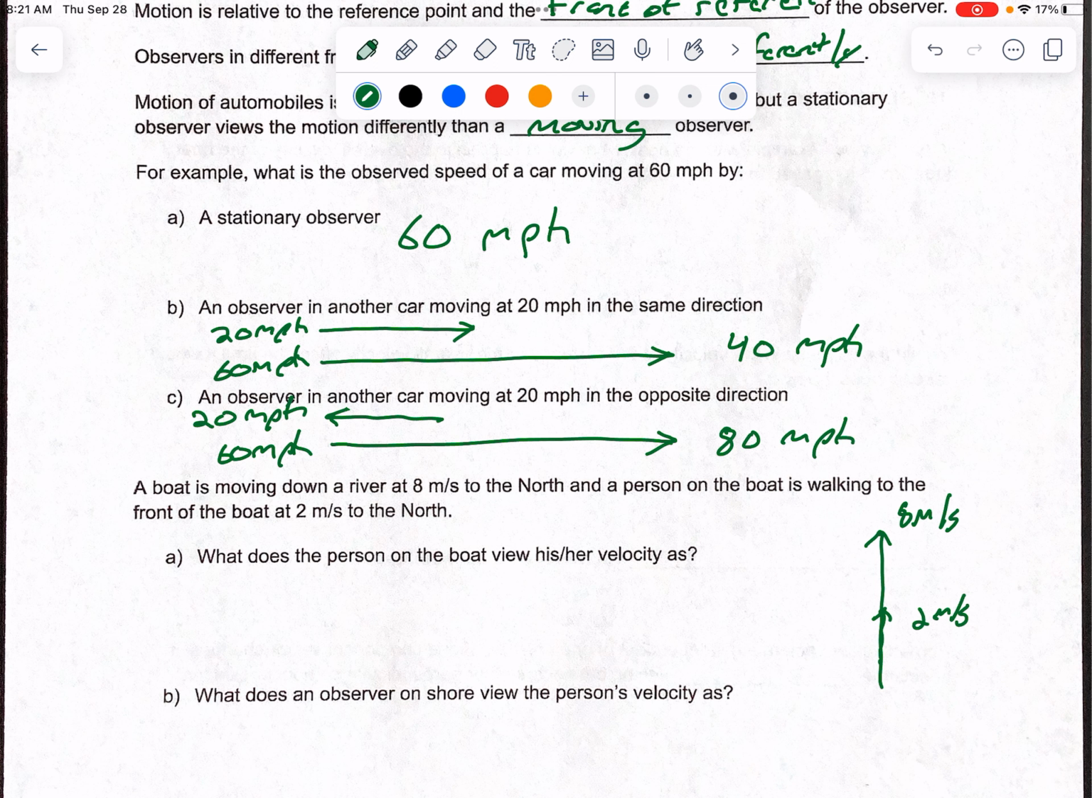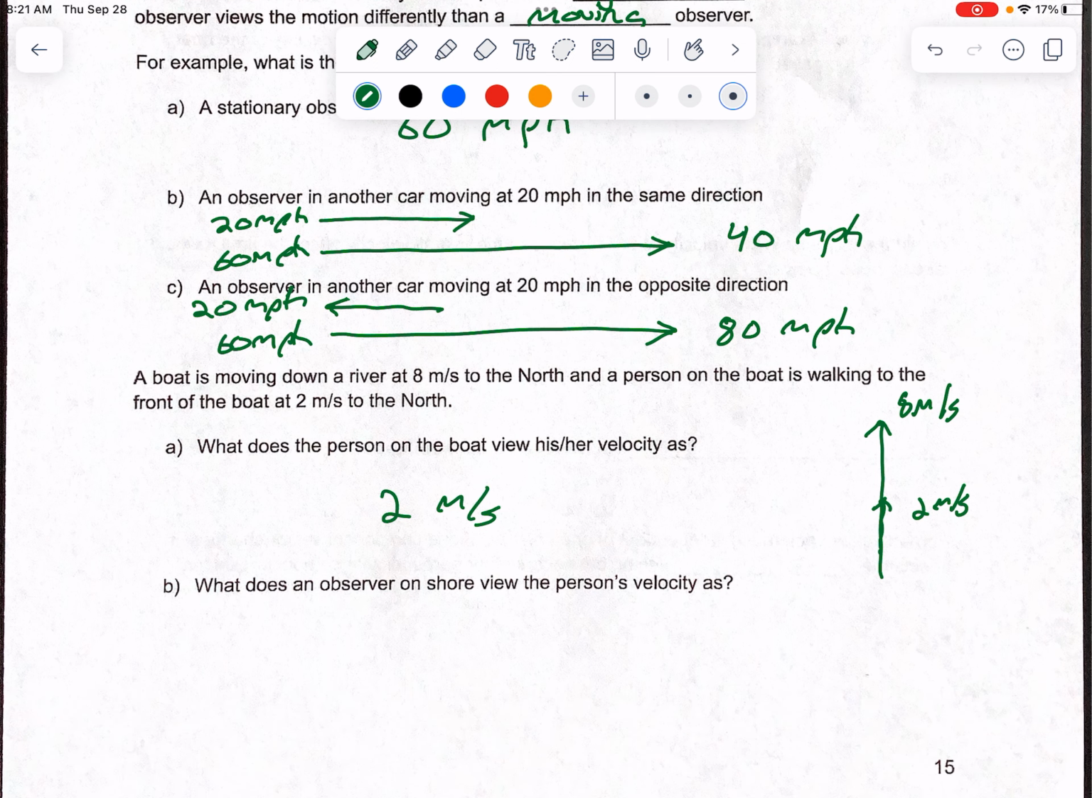Think about it this way: when you're on an airplane going 500 plus miles an hour up in the air, and you walk to the bathroom, it doesn't feel like you're walking to the bathroom at 500 plus miles per hour. It just feels like you're walking whatever you're walking. So the person on the boat only feels like their velocity is 2 meters per second.